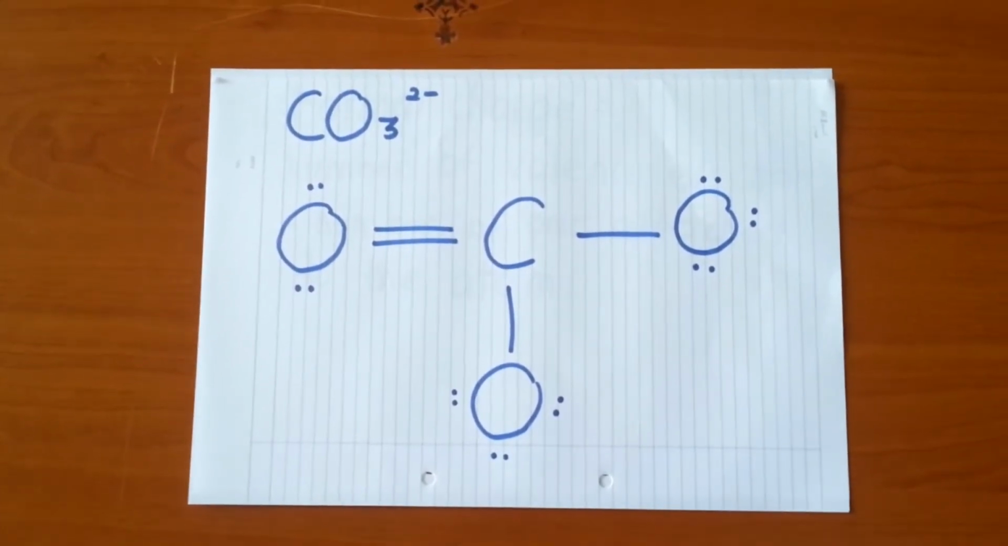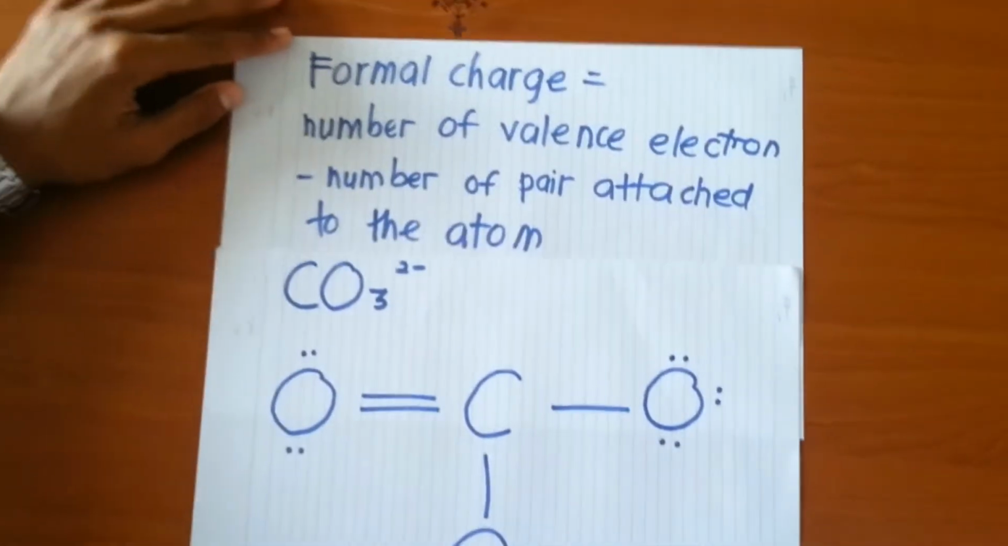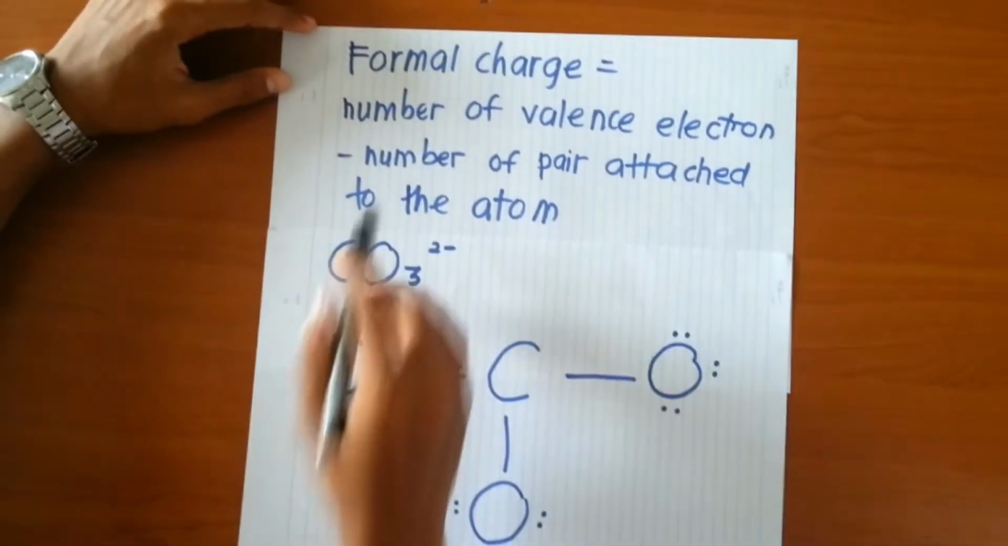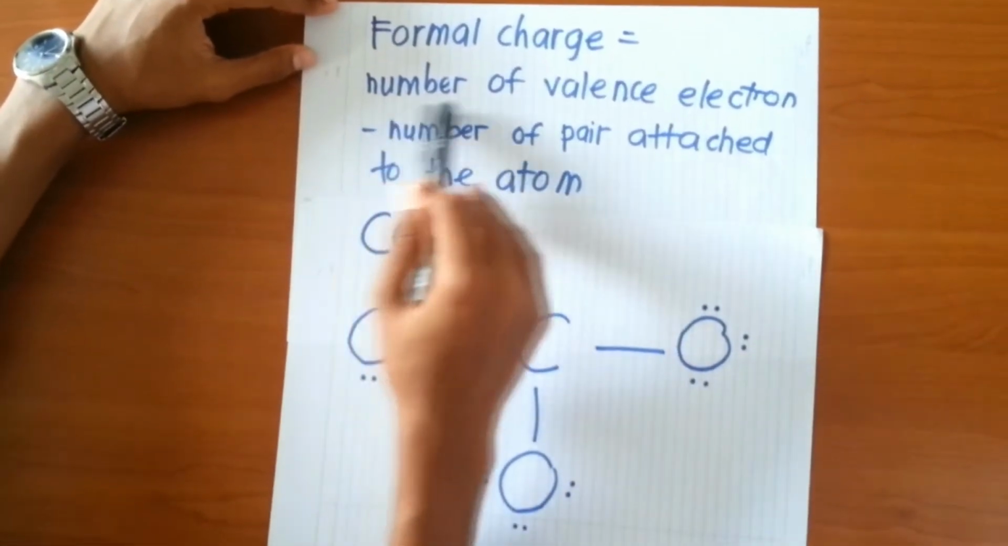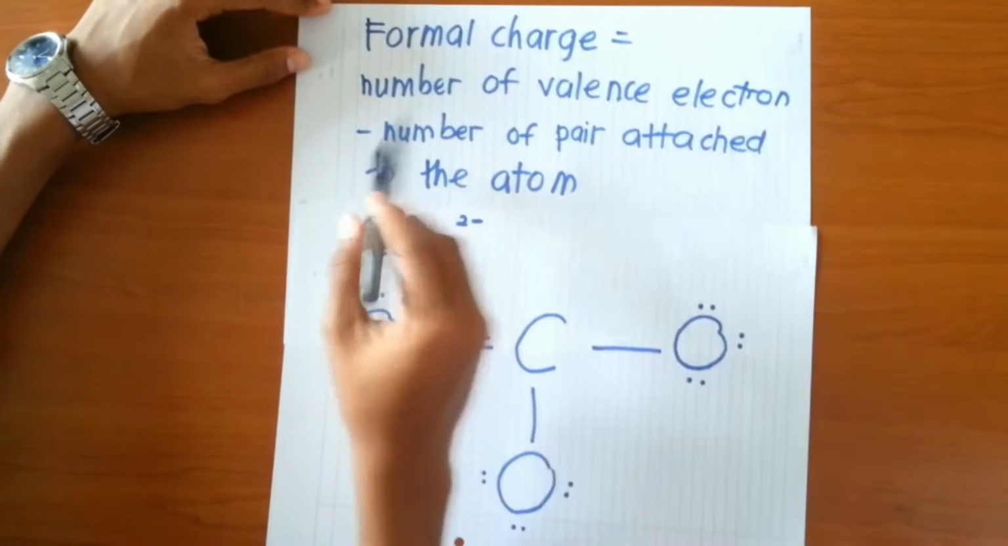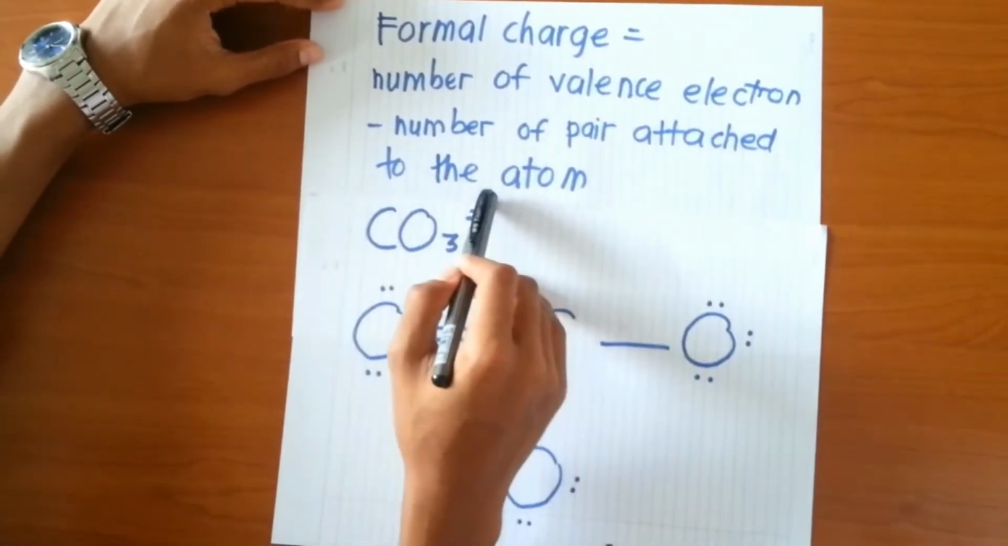So, from what I said just now, we can conclude that to find formal charge, we need to know the number of valence electrons. So, the number of valence electron will minus the number of pair attached to the atom.